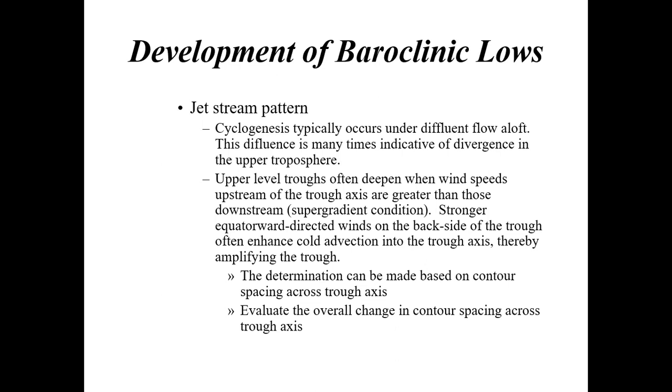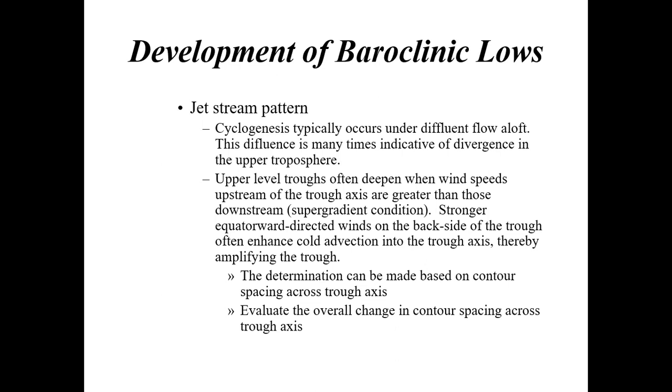Now, upper-level troughs often deepen when the wind speeds upstream of the trough axis are greater than those downstream. Stronger equatorward or southward directed winds on the backside of the trough often enhance the cold air advection into the trough axis, thereby amplifying the trough. Now I'm going to show you, I believe I have a map here. I'm going to show you that in a minute. The determination can be made based on contour spacing across the trough axis, and we'll evaluate the overall change in contour spacing across that trough axis.